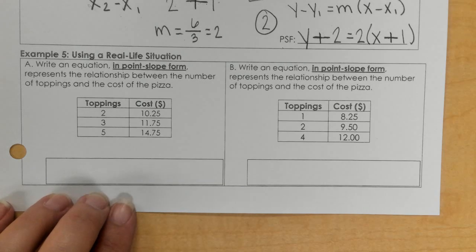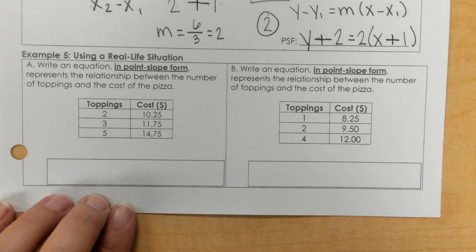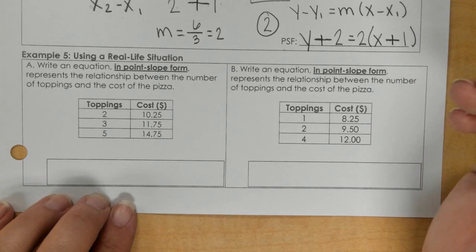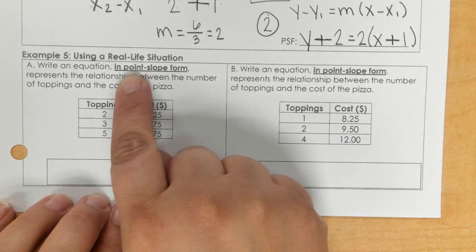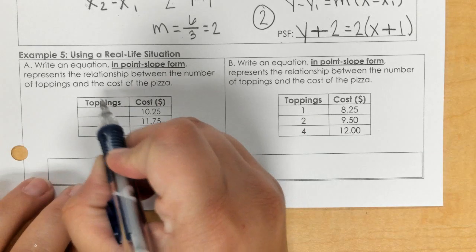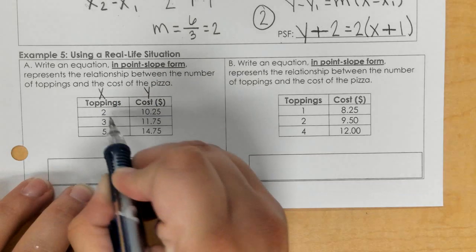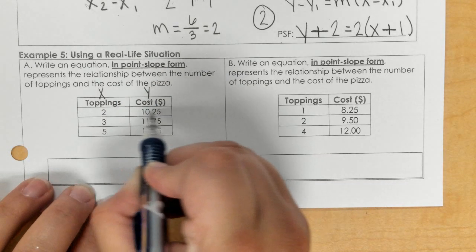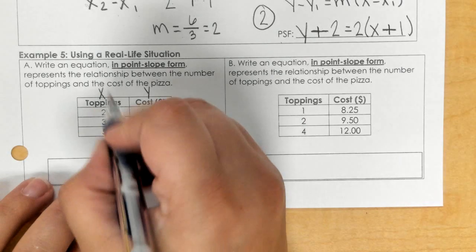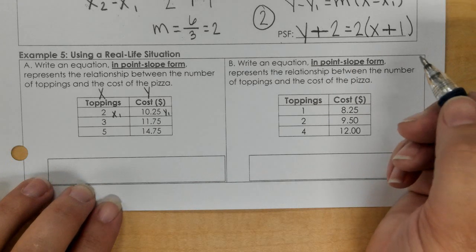For example 5, it says write an equation in point-slope form that represents the relationship between the number of toppings and the cost of the pizza. So first thing is you have to have your point and your slope. So hopefully you remember that when you have a table of values like this, this is your x and this is your y. So this point right here, this row, you could say, this is your x1 and your y1. So you already have your point.